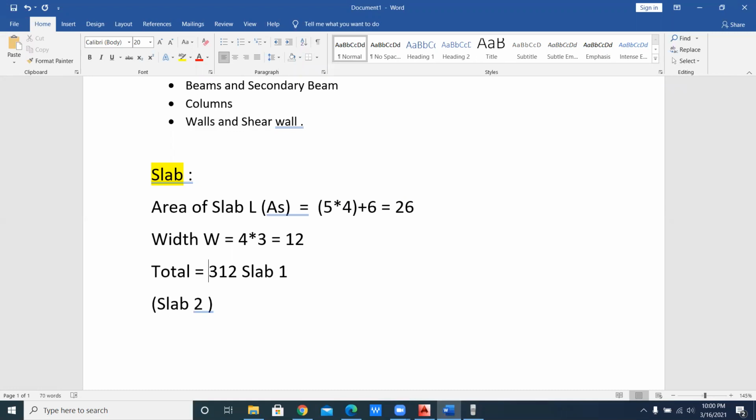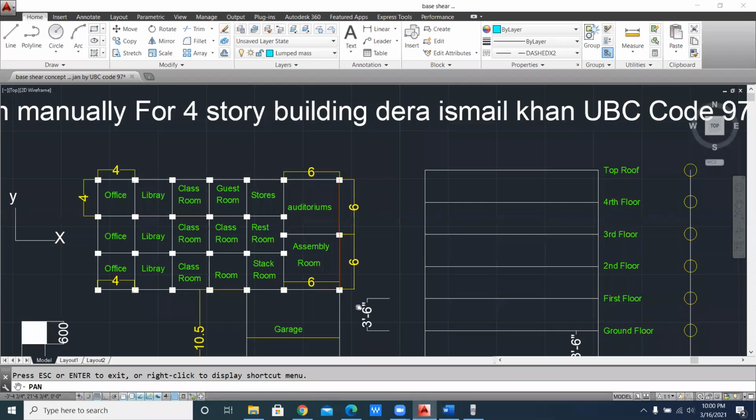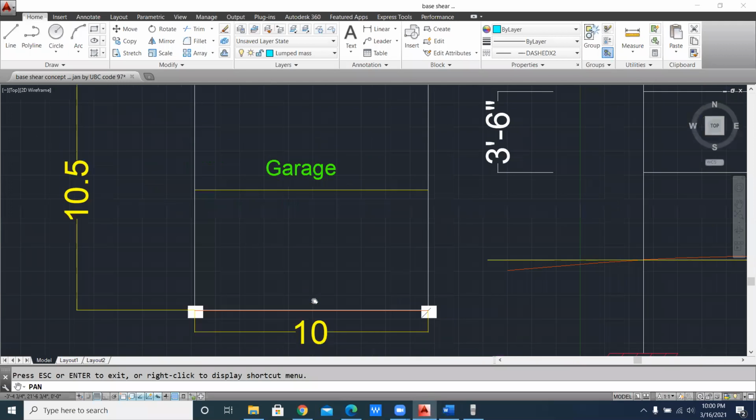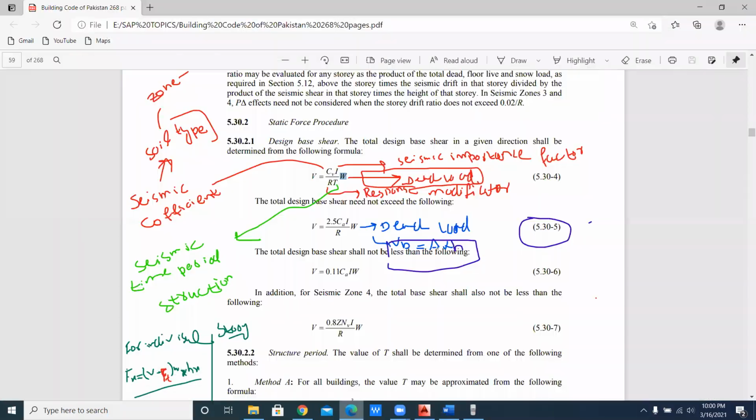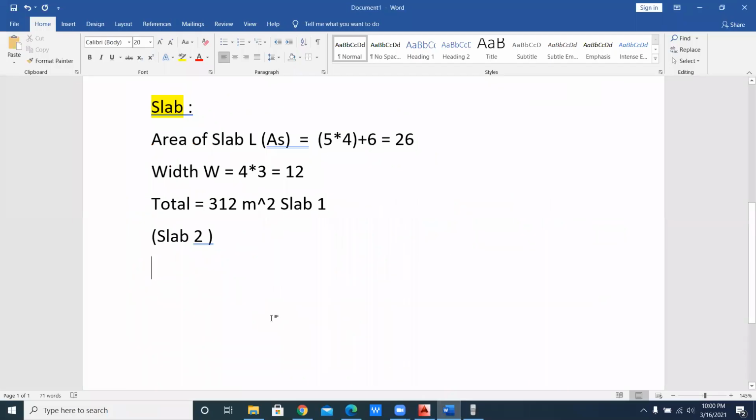you can give that area, that is square meter. Okay, now for the slab 2, now let's suppose if you are finding out for the slab 2, then you have to take this one, that is 10, and this one is 10.5. Okay, 10 and width equal to 10.5. So how much you get?